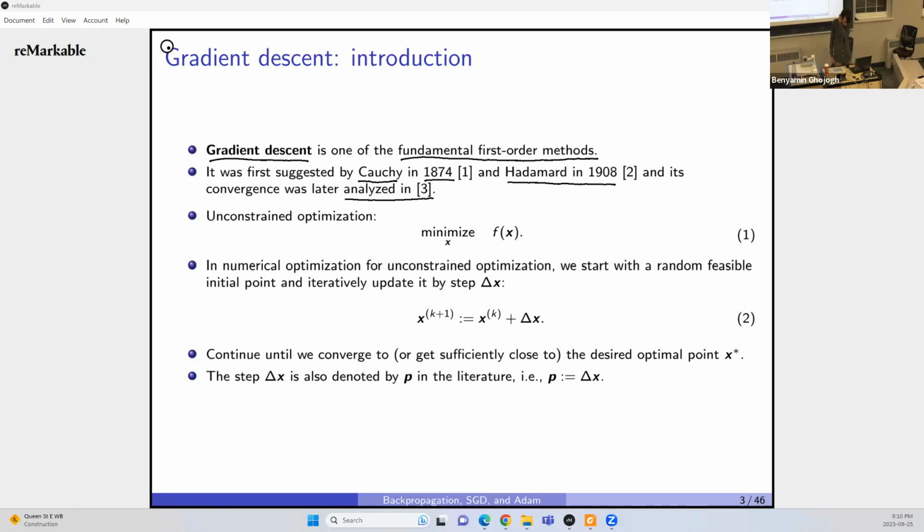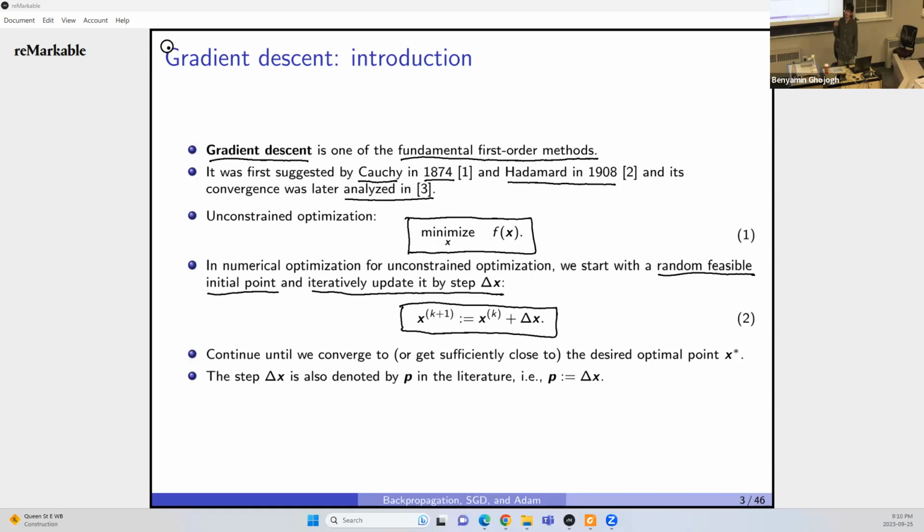Okay. So consider this unconstrained optimization problem. Minimize f of x with respect to x. In numerical optimization for unconstrained optimization, we start with a random feasible initial point and iteratively update it by some step delta x. Then x_{k+1} becomes x_k plus delta x. So we continue until we converge or get sufficiently close to the desired optimal point, x star.